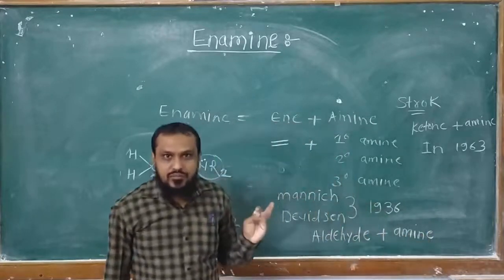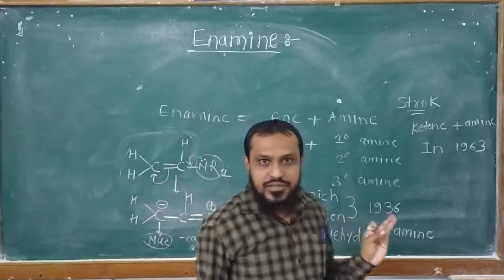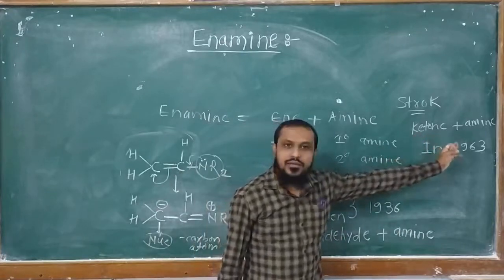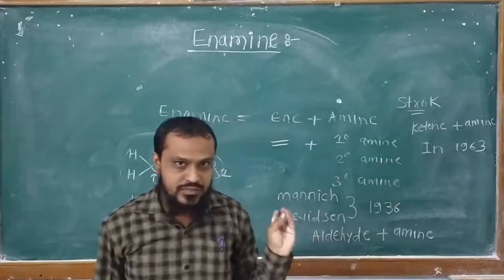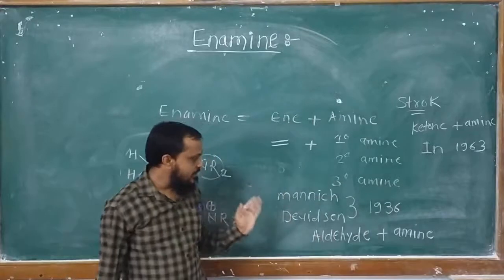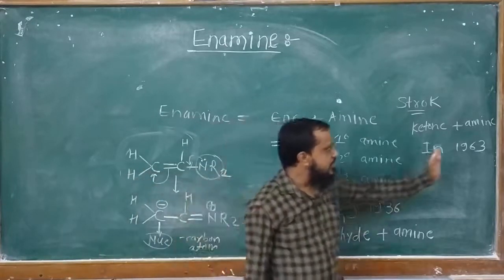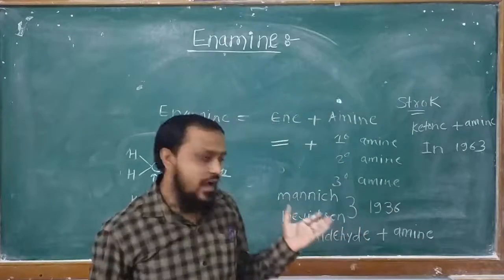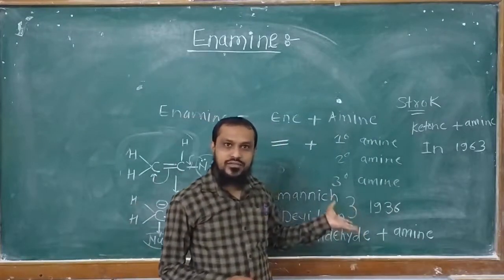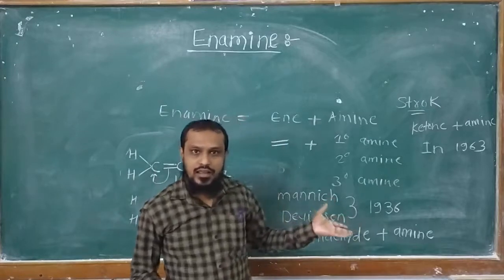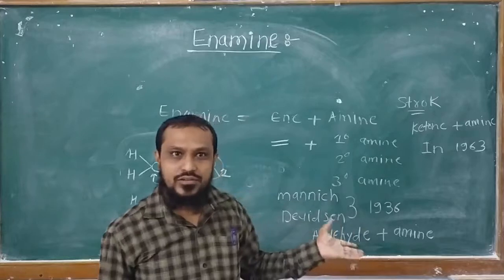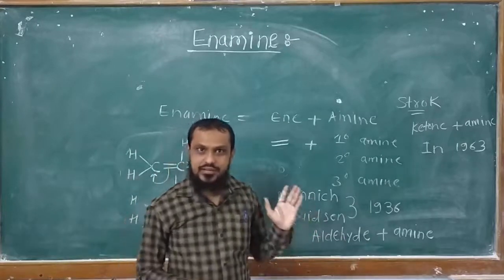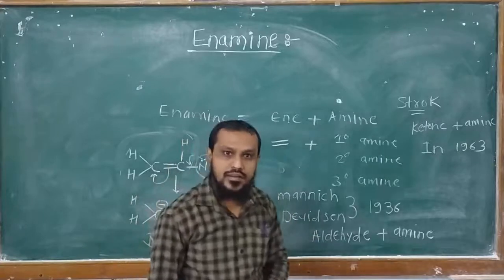The substrate molecules of enamine preparation generally used are aldehyde or ketone with the amine. Okay, so there are two substrate molecules used in the preparation of enamine. First one is aldehyde or ketone, and second one is amine. Aliphatic as well as cyclic amine are also used in preparation of enamine. Also aliphatic and cyclic ketone are used in the preparation of enamine. Okay.